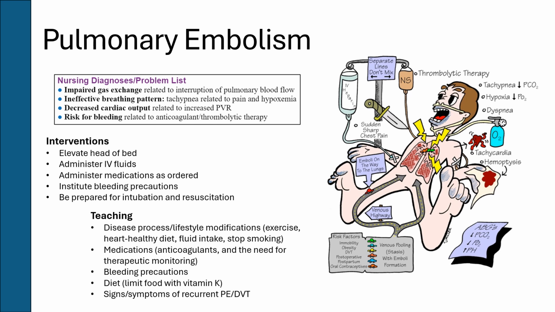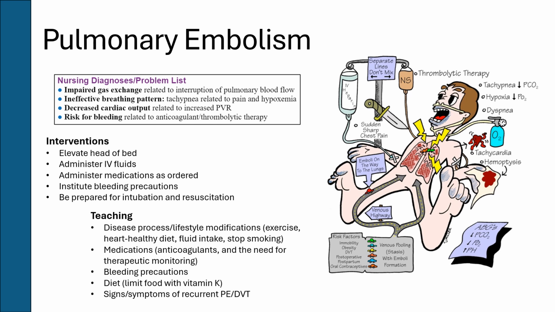We're going to also want to give IV fluids because the patient's going to have decreased cardiac output because of the blockage in the pulmonary artery. Institute bleeding precautions. So if we don't have to poke the patient, let's not poke the patient. Apply pressure when we do poke the patient. Safety. And we always want to be prepared for the what ifs just in case things go south. So be prepared for intubation and CPR because this is a big deal having a severe pulmonary embolism.